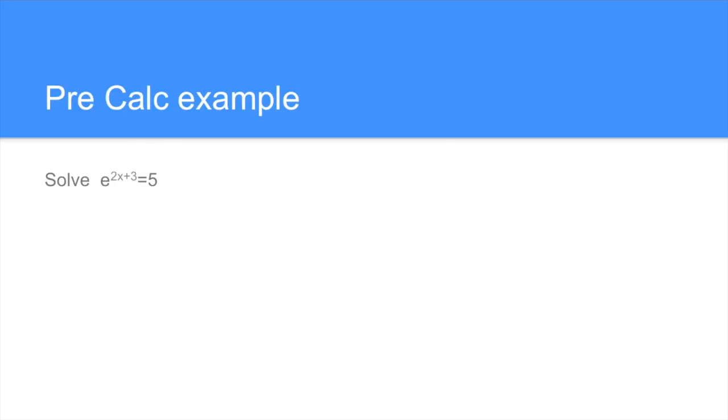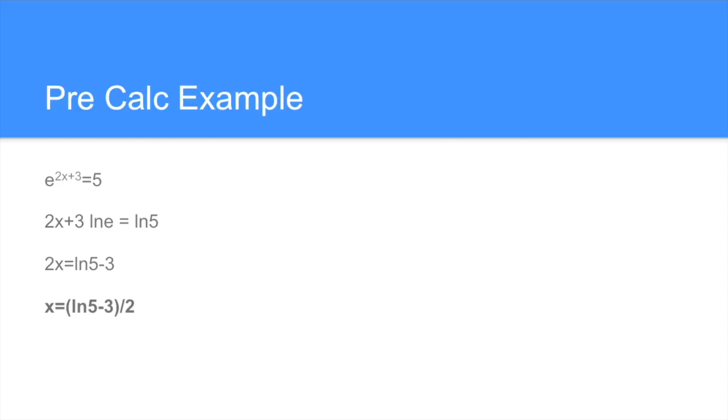Solve e to the 2x plus 3 equals 5. In this problem, to simplify it, you must take the natural log of both sides. Then, the natural log of e is canceled out because the natural log of e is 1. You can then simplify and solve for the value of x.